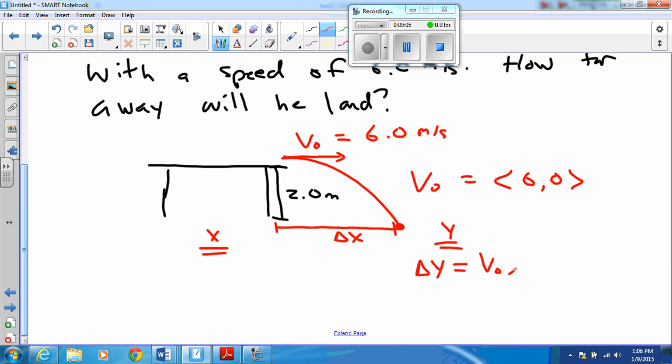So I set up the equation of motion, delta y is equal to v0t plus 1/2 at squared. And the initial velocity in the y direction is 0. And the acceleration in the y direction is 9.8 meters per second squared. If it's okay with you, I'll call that 10. And the change in the y position is final minus initial, or 0 minus 2, negative 2. If you had the delta y as 2, then you need to pay attention to direction.